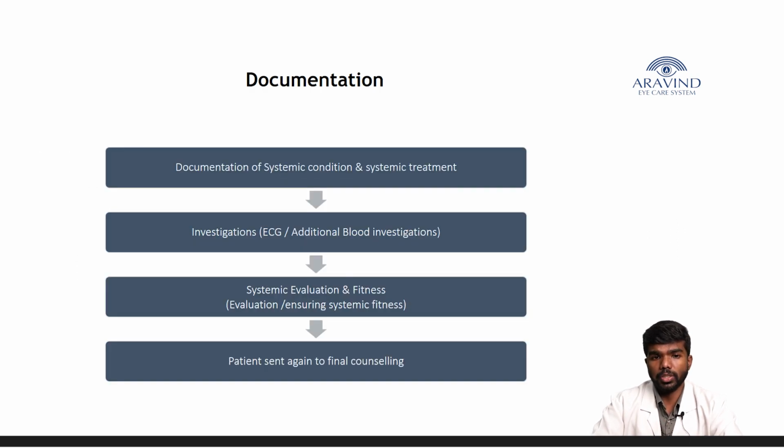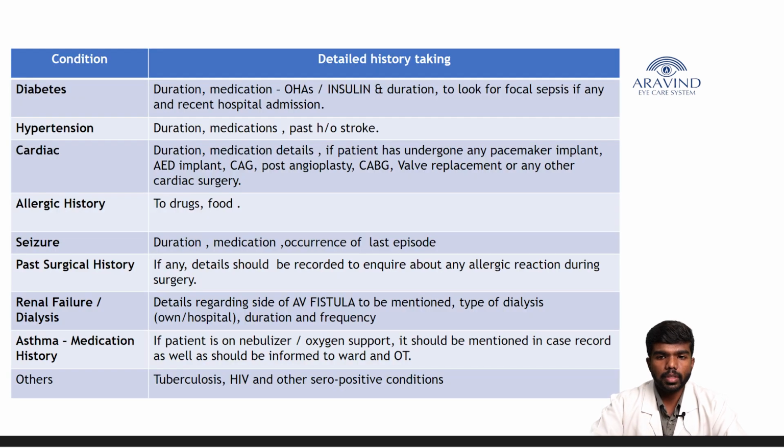So documentation. We start with documentation of systemic conditions, investigations, especially of ECG or any additional blood investigations that have been done, systemic evaluation and fitness, and finally, after giving fitness for the patient, sending them to counseling. Let us look in depth about systemic conditions and the history to be elicited.